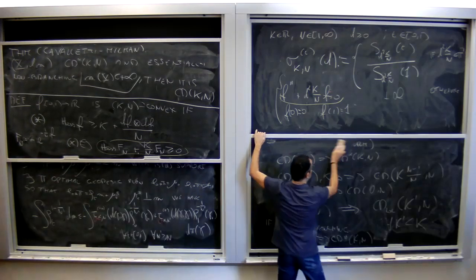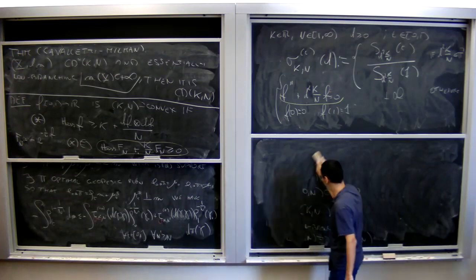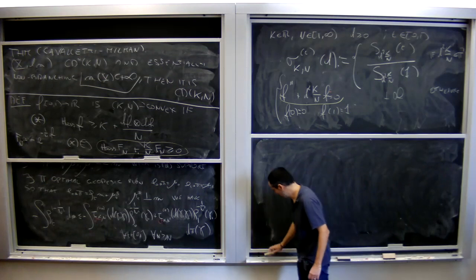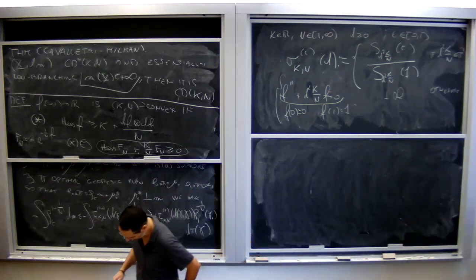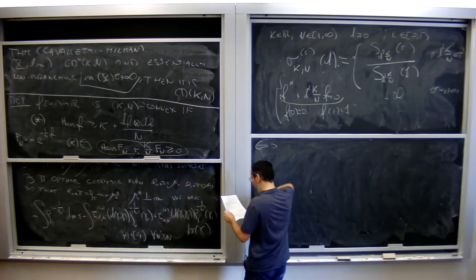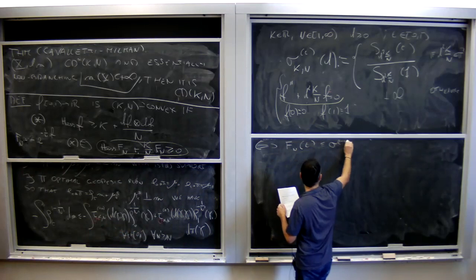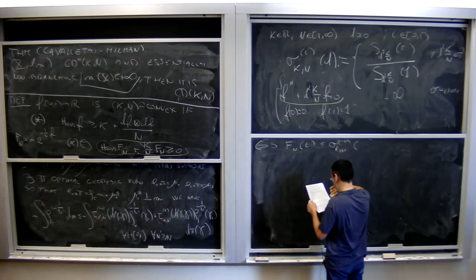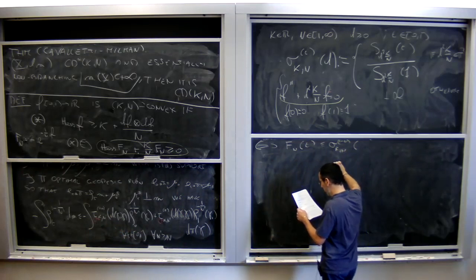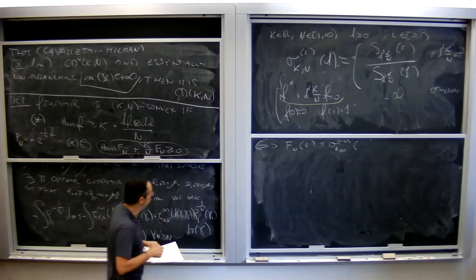Now that we have this, by the way, this is also equivalent to the following inequality. F_N of t is less or equal than sigma 1 minus t K N. Actually, let me put this way. Let me think. Yeah, so let me put it this way.